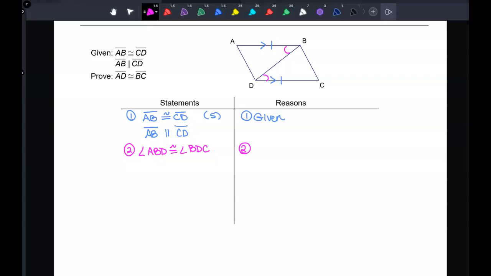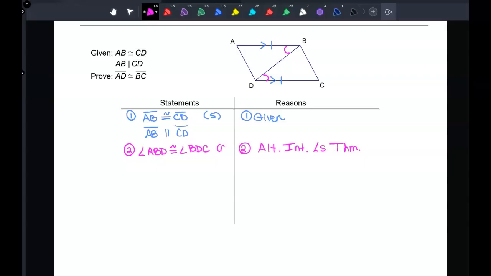What about CBD? If you say CBD, that would be this angle. So we have to make sure the middle letter is the vertex. For this angle here, I could do ABD or DBA. And for this angle, I can do BDC or CDB. But you have to use the three letters. Okay, that gave us a pair of angles.